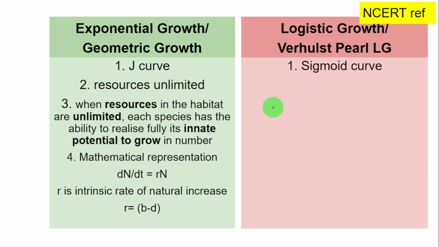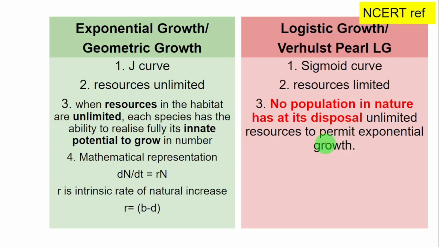On the other hand, logistic growth shows a sigmoid shaped curve. Here, the resources are limited. An important point to note here is no population in nature has at its disposal unlimited resource to permit exponential growth. So this statement proves the point that exponential growth or geometric growth is a hypothetical situation. This doesn't happen in reality because in reality, in nature, no population has at its disposal unlimited resources.